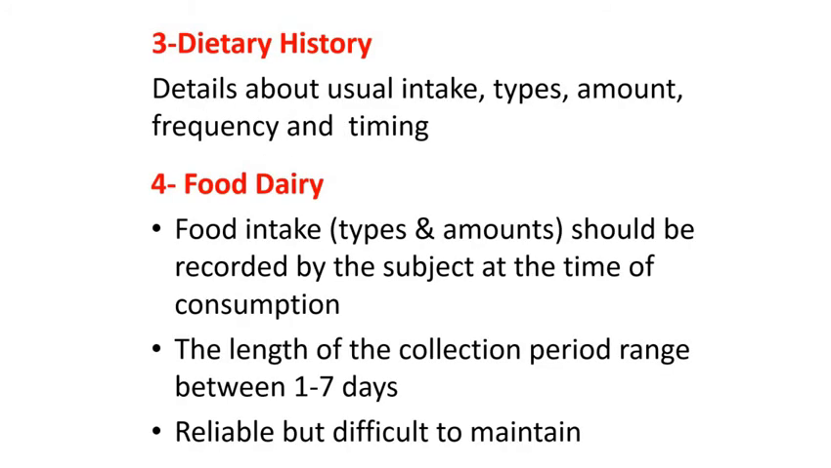Then the third is dietary history. Dietary history is a method used by the majority of nutritionists, and they take details about usual intake, types, amount, frequency and timings, and then they make the diet plan according to the dietary history and other anthropometric measures such as BMI. So nutritionists mostly use this method. While we do research in the community, we do not use this method.